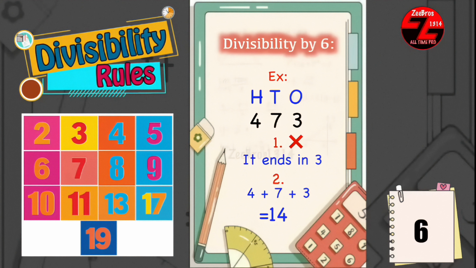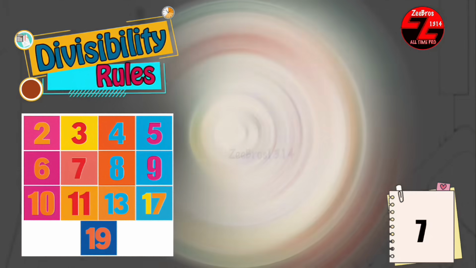So we can say this number is also not divisible by 3. As both the conditions are not true, hence the number is not divisible by 6.